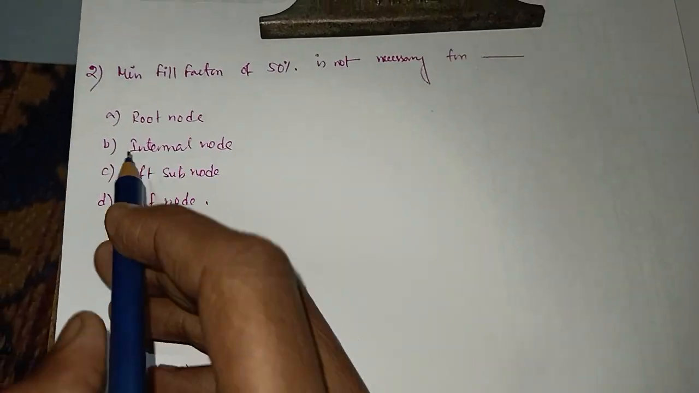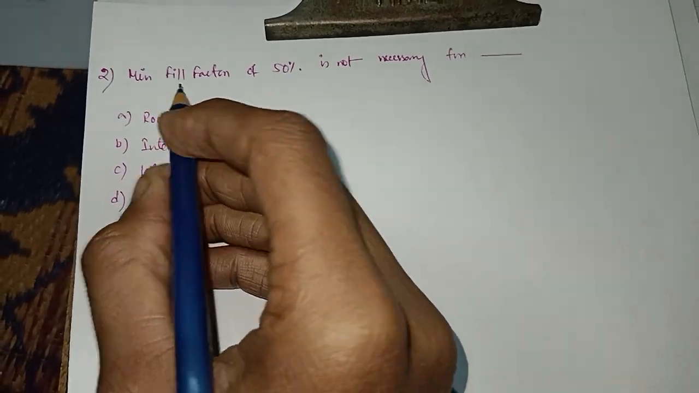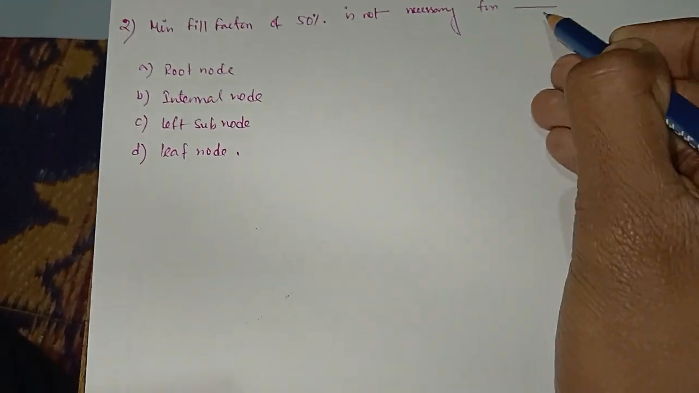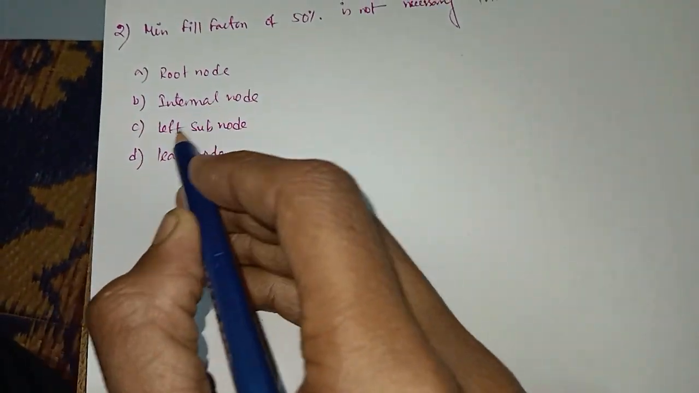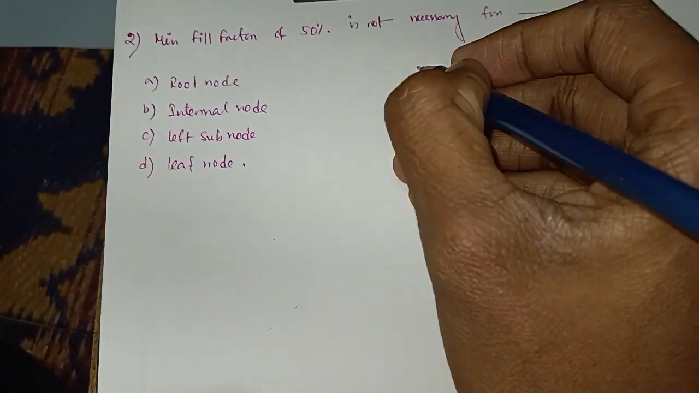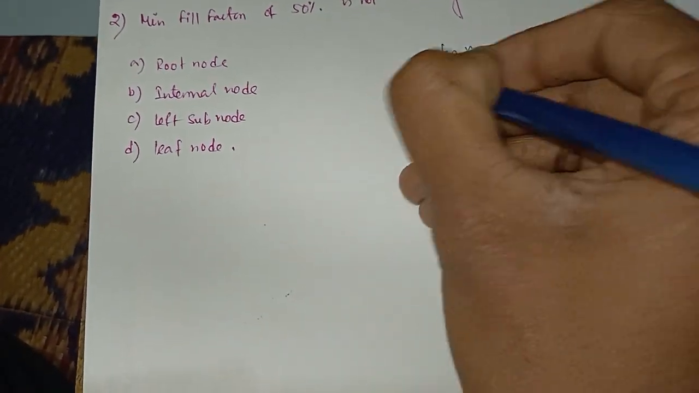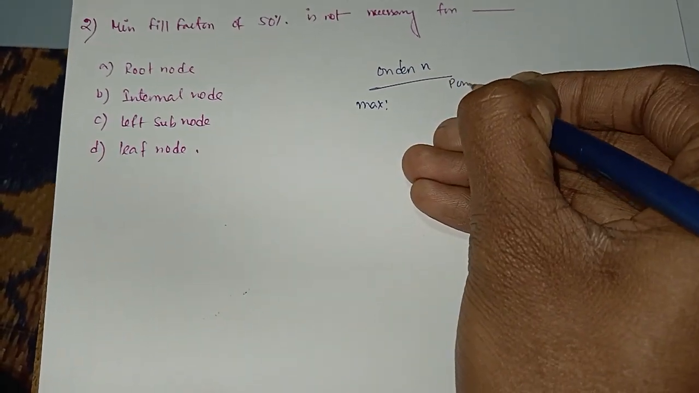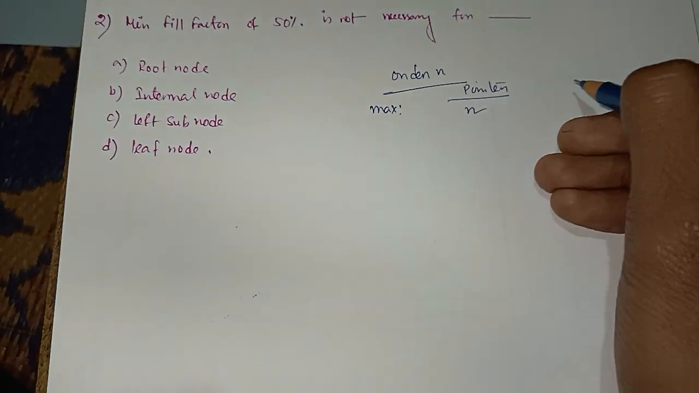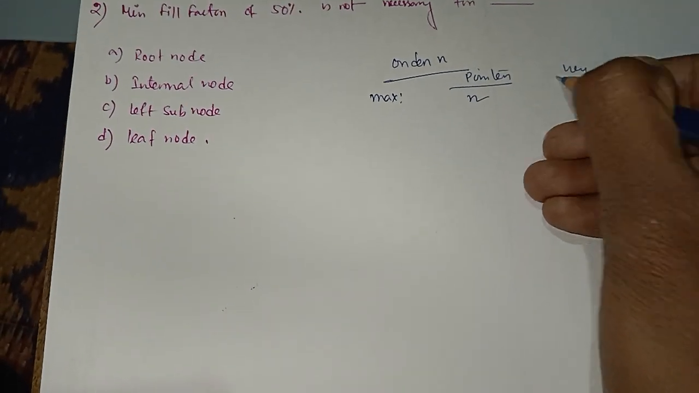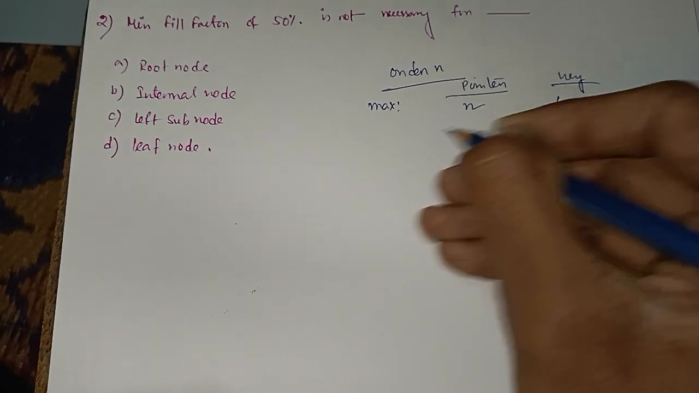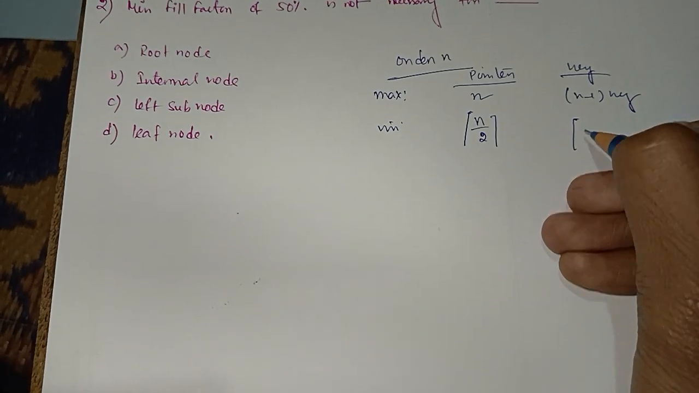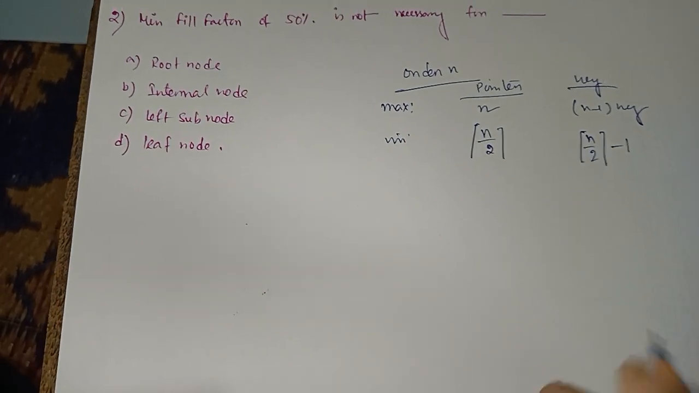There is another question related to the B+ tree. The minimum fill factor of 50% is not necessarily satisfied by which of the root node, internal node, or leaf node? If the order is n, then maximally we get n pointers and n minus 1 keys, and minimally we get ceil of n by 2 pointers and ceil of n by 2 minus 1 keys.